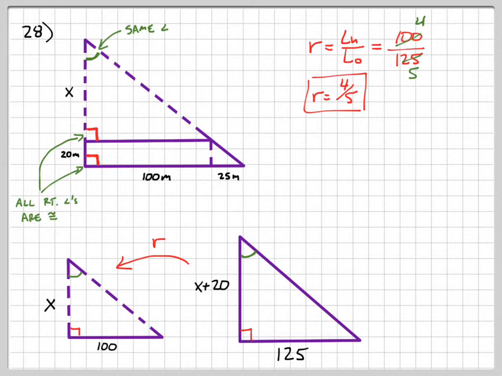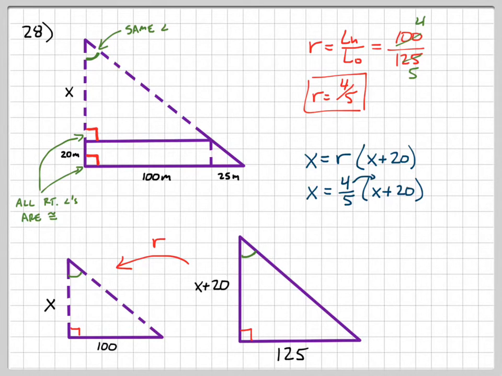Alright, so now I can go ahead and set up to find x. And my equation is going to be that x is equal to r times the side that it came from, which was the x plus 20. Substituting in, I'm going to find that x is equal to 4/5 times x plus 20.